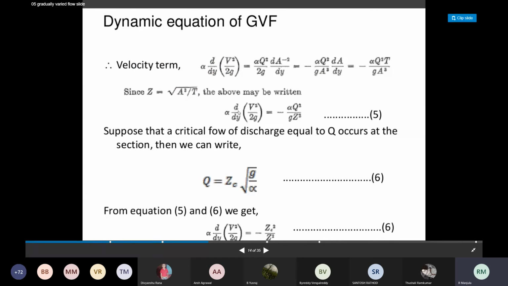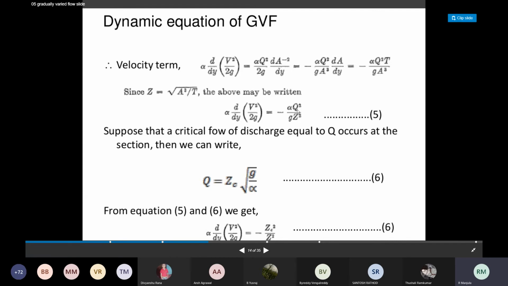And this d by dy of the velocity term, minus alpha into Q square T by g into A cube, can be written in terms of Z, since AZ is nothing but your section factor, the square root of A cube by T. So the above equation can be written in terms of Z, like d by dy of v square by 2g is equal to A cube by T divided by Z square, the square root of A cube by T. If it is squared on this side, then this will become g Z square.